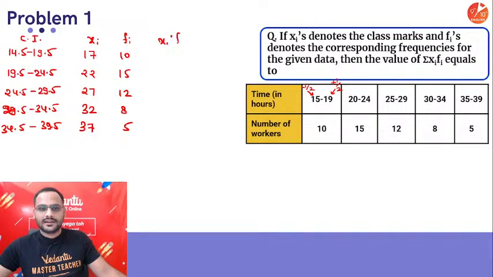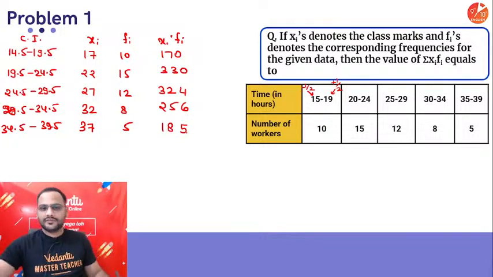So xi into fi values will be 170. 15 into 22 will be equal to 330. 12 into 27, 324. 32 into 8, so 256. And 37 into 5, 185.